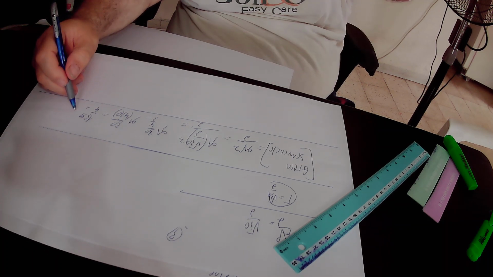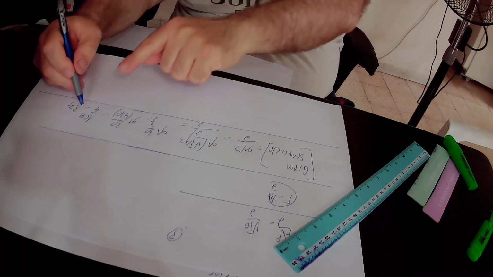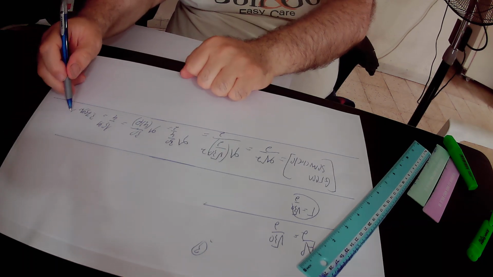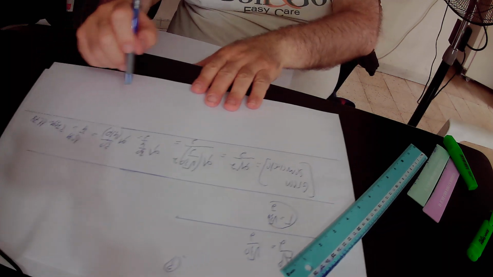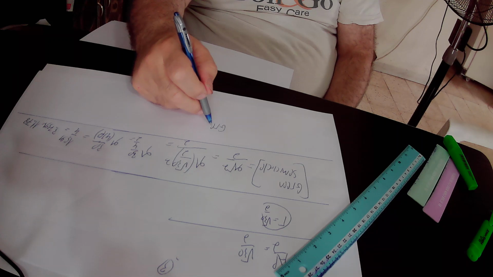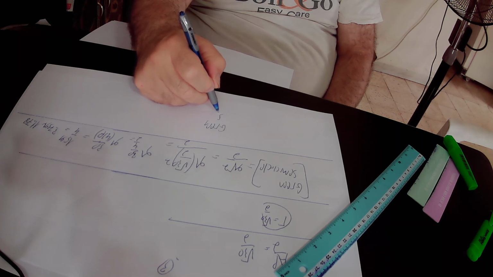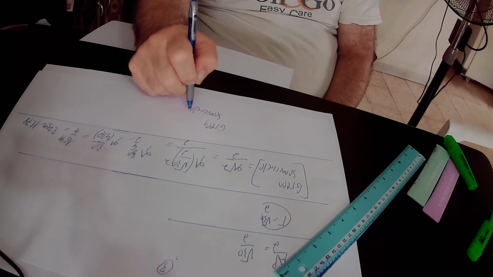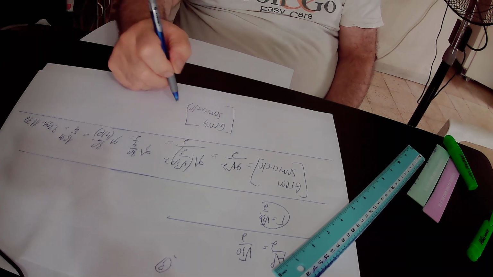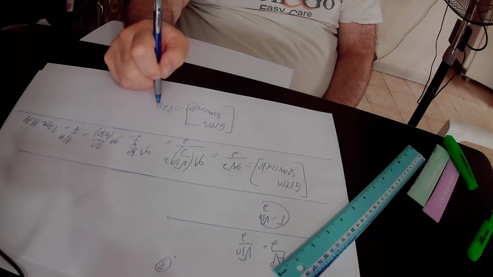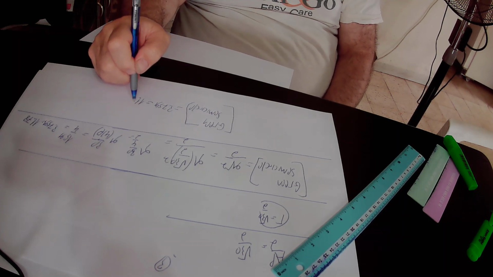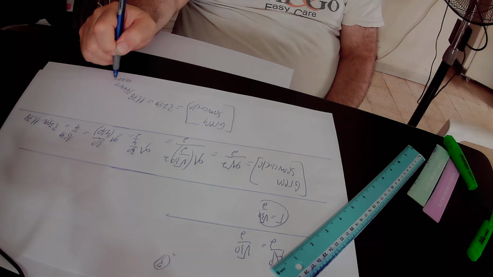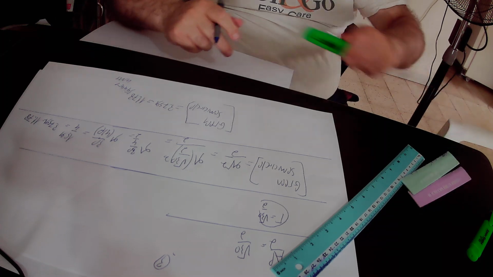15 over 4 is 3.75, therefore in total this expression equals 3.75 pi, and 3.75 pi is 11.78. So we found out that the area of the green semicircle according to the second method is equal to either 3.75 pi square units, or in terms of numbers it is equal to 11.78 square units. This is exactly the same result that we got in the first method.